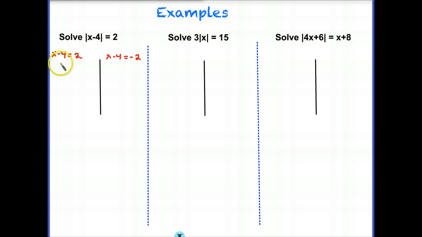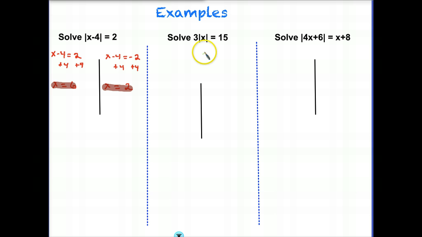Well, on this first one, we would just add 4 to both sides, and we would get a solution of x equals 6. Second one, we would still add 4 to both sides, and we would get a solution of x equals -2 plus 4 is 2. Our solutions are x equals 6 and x equals 2.